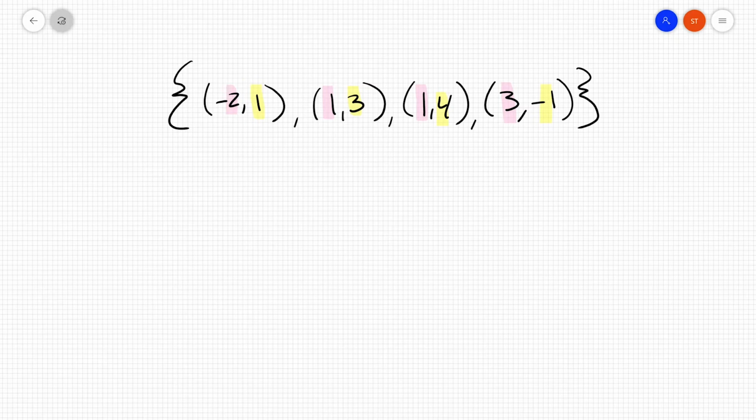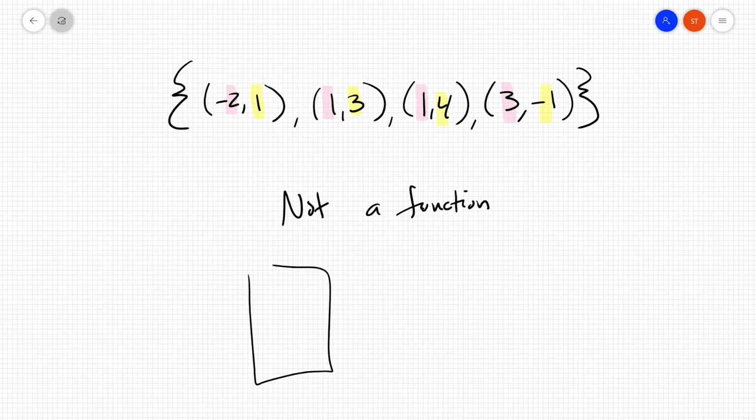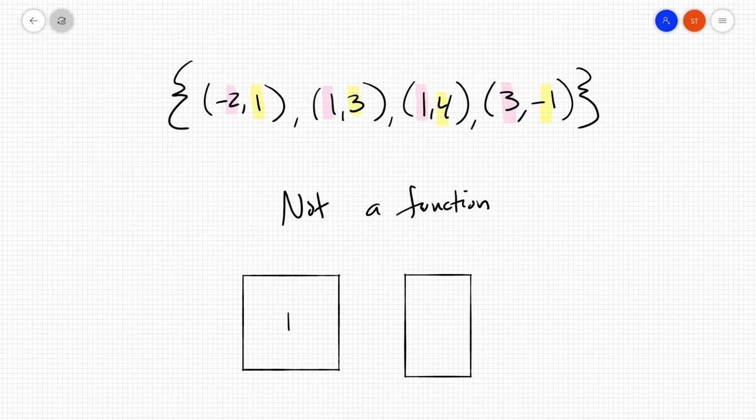And the answer is no, this is not a function, because if I were to draw this looking like one of these maps, 1 would be over here, and it would have the evil two-headed arrow. 1 would be pointing at 3, and 1 would also be pointing at 4. This is not a function. Every input has to have exactly one output, and this one happens to have 2 outputs.